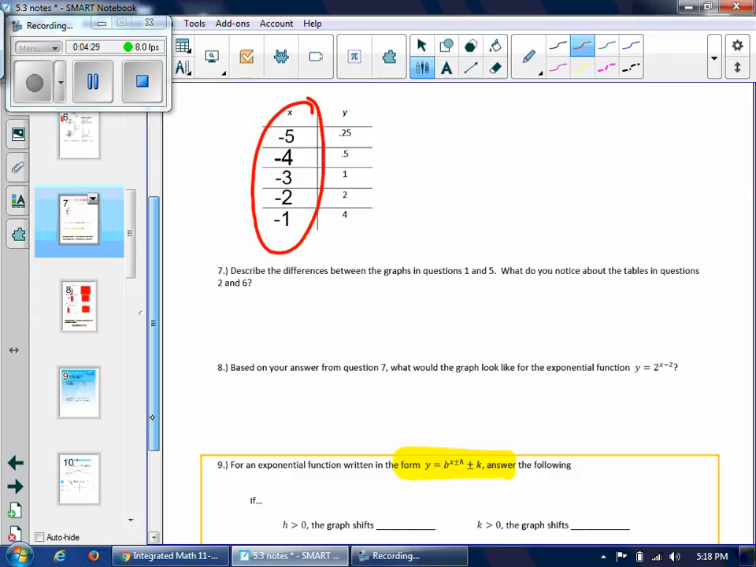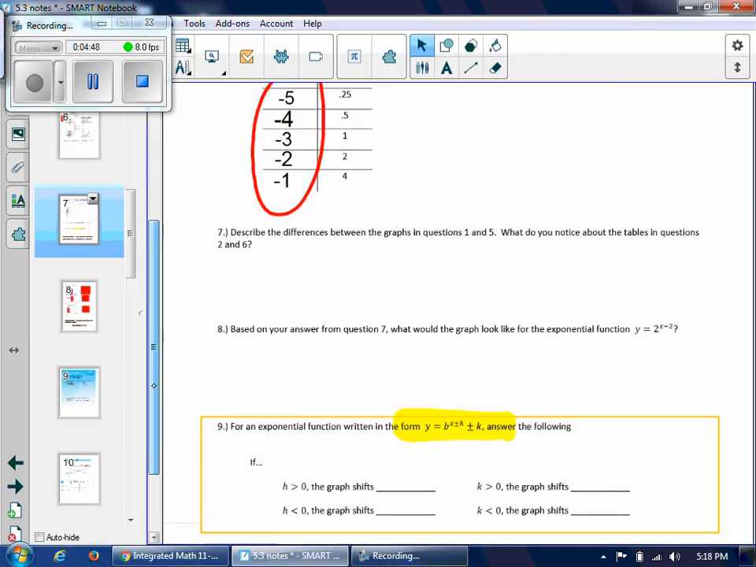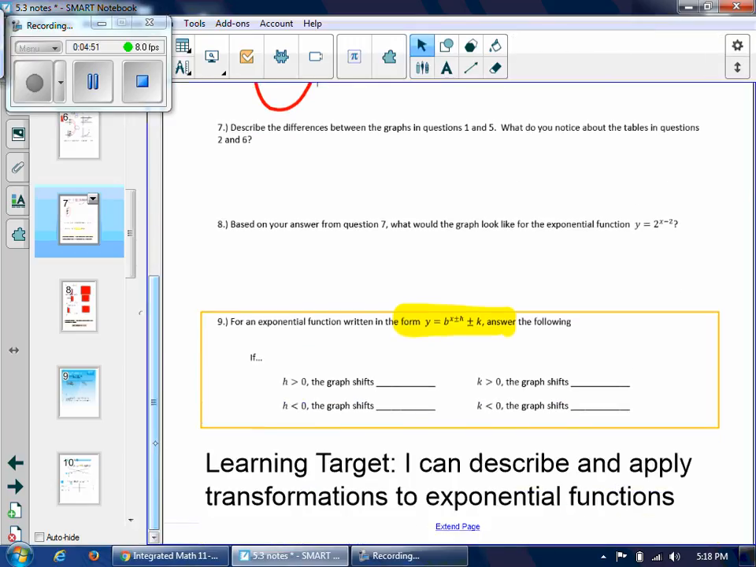So what do you guys think for number 8? Based on your answer from question 7, what could you predict y equals 2 to the power of x minus 2 would look like? If you said travel to the right 2, you were correct. Great job.